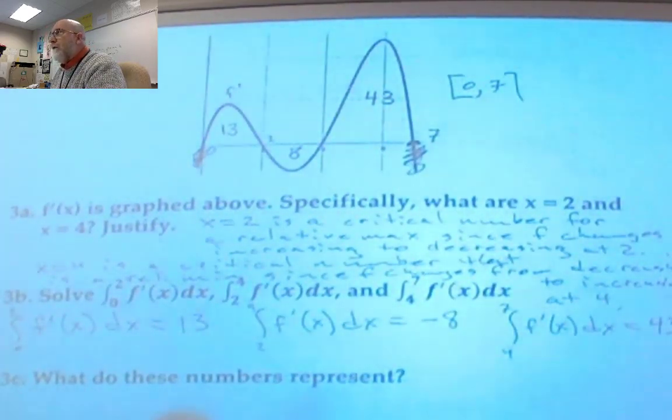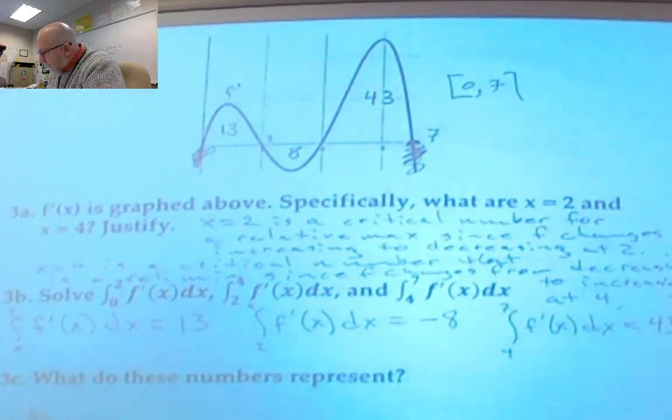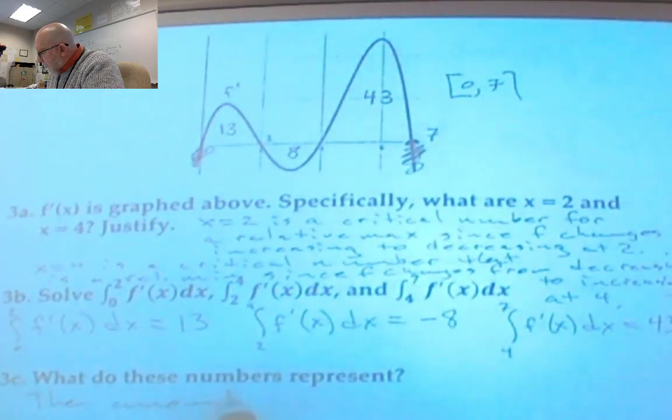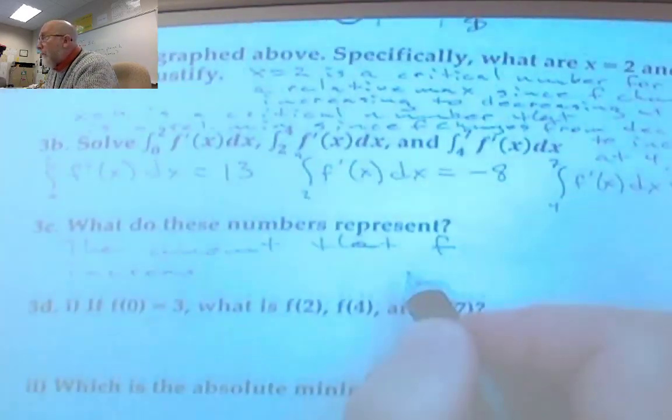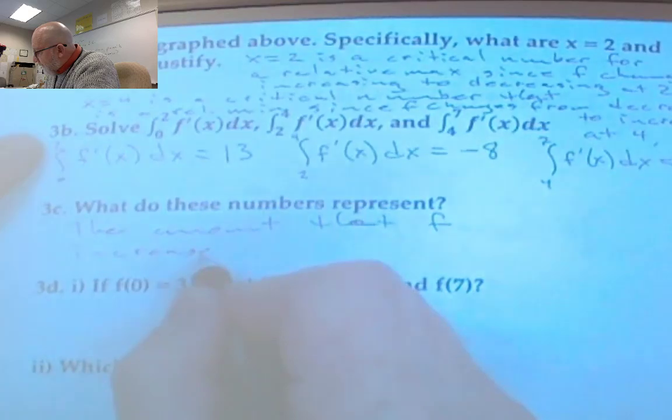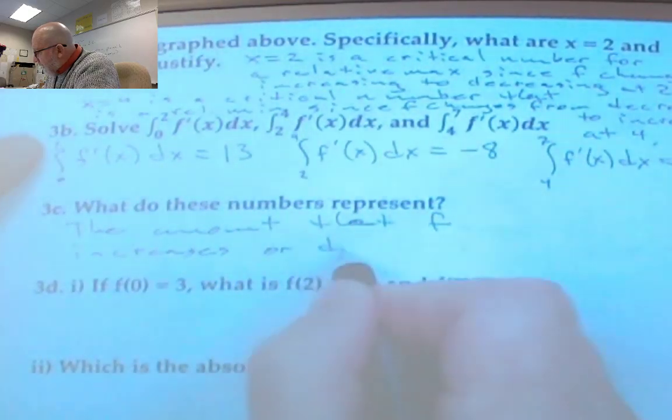Now, what do these numbers represent? The amount that f increases, f, not f prime, correct? F increases or decreases.